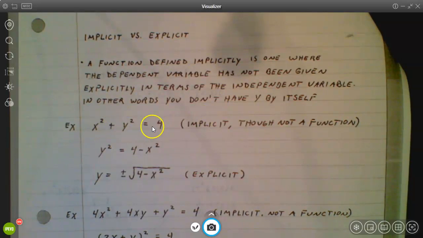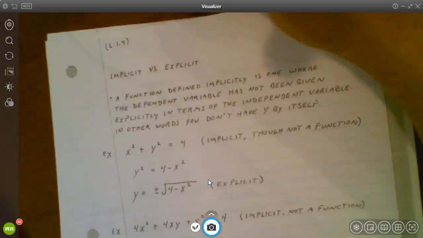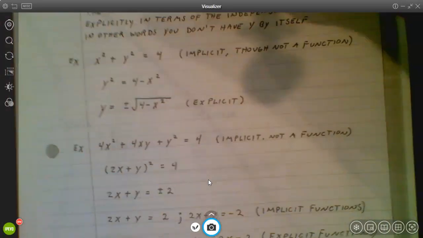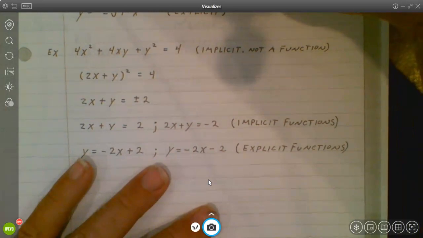So here's just a simple example, like the equation of a circle, x squared plus y squared equals 4. This is defined implicitly simply because we don't have y by itself. If you solve for y and get y by itself, here's the exact same function, but now it's written explicitly because you have y by itself. And that's kind of all that is. It would fail the vertical line test, which is why I wrote that it's not a function. And then let me give you one more example.